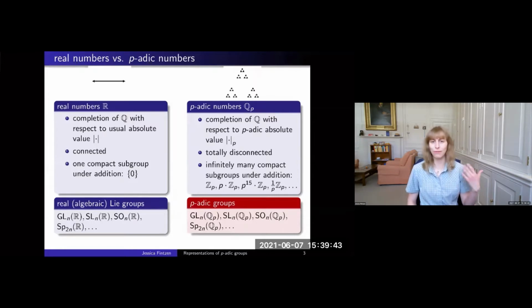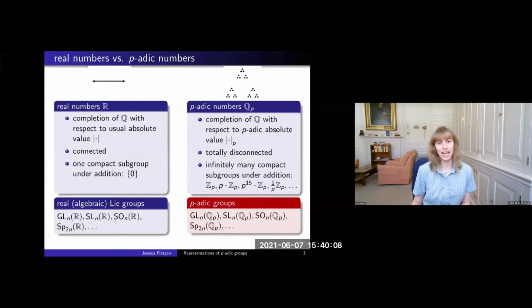And you might remember for real Lie groups that there are also these exceptional ones, E6, E7, E8, G2, and you can construct something similar for p-adic groups. But I think the main way of thinking about them is just that you take these real Lie groups you're familiar with and plug in the p-adic numbers. So just matrix groups over the p-adic numbers. All right, so these are the p-adic groups.